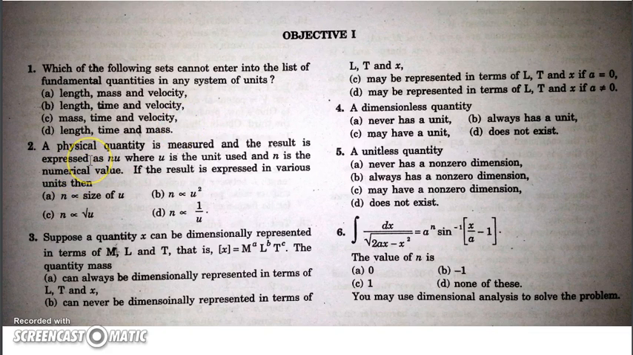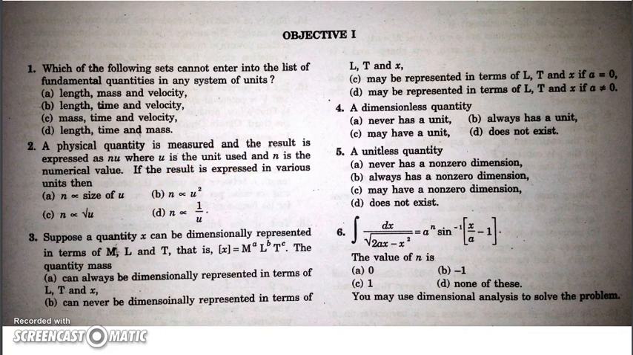Next question is, you have to tell: a physical quantity is measured and expressed as NU, where U is the unit, N is the numerical value. The result is expressed in various units. So you have to tell what will happen. Obviously, if you take a smaller unit, then your numerical value will increase.